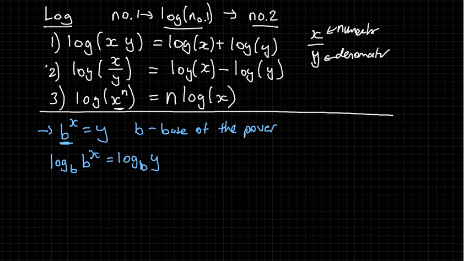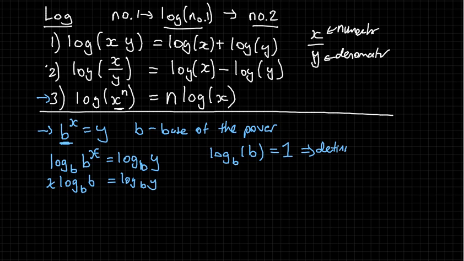Now we can use rule 3, and we can move this power down out the front. And log b, if it takes in the base, is going to give you out 1, and this is how it's defined. So this is the definition of the log. That means that this here goes to 1, and we're left with x is equal to log b of y. So this is really handy.